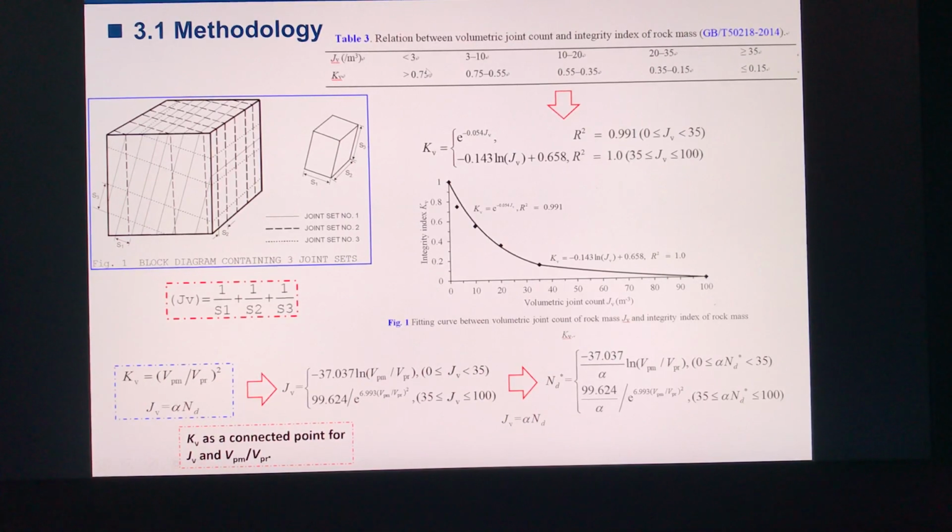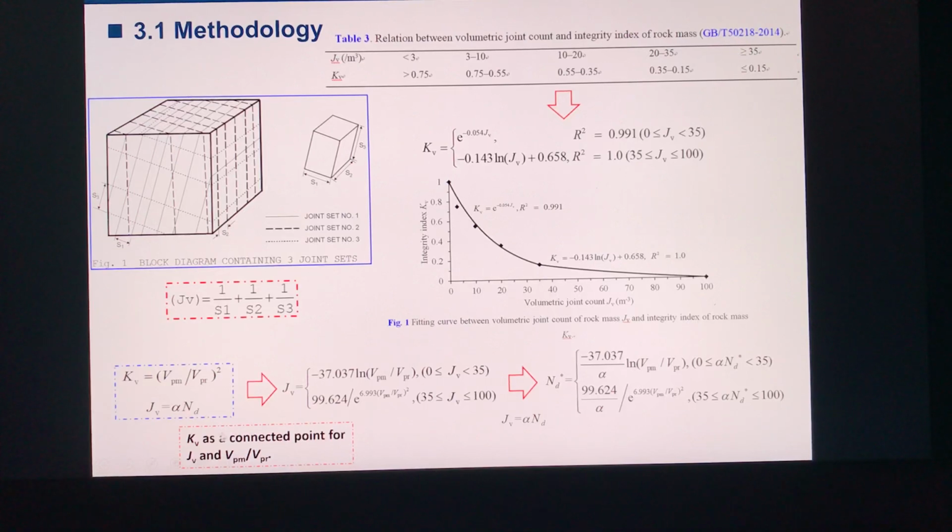By this empirical relationship, we can employ the least square regression method to obtain the empirical relation between JV and KV as follows, and we also draw the curve between these two parameters.